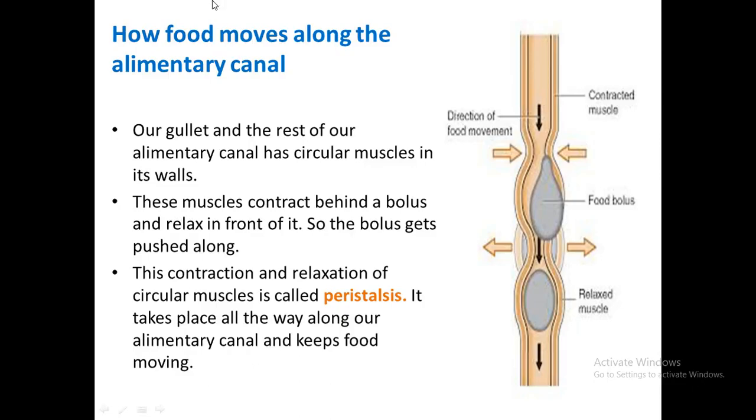Now, how will the food move along the alimentary canal? It will move by a special movement that is called peristalsis. What is peristalsis? Let us see. Our gullet and the rest of our alimentary canal have circular muscles in their walls. These muscles contract behind the bolus and relax in front of it. So the bolus gets pushed along.